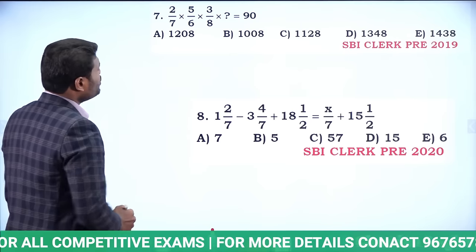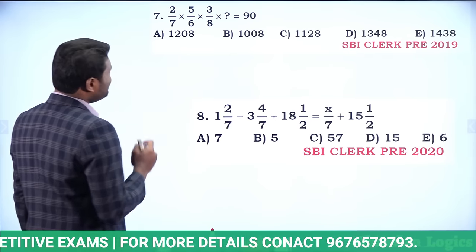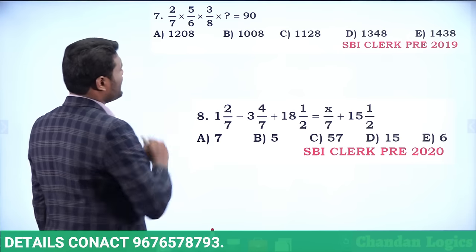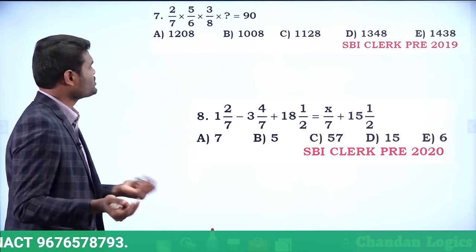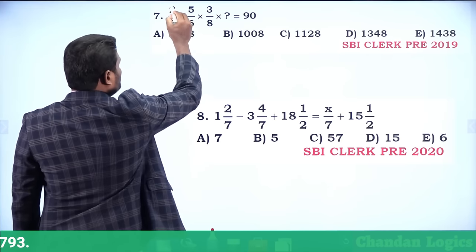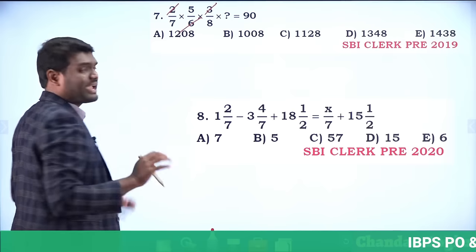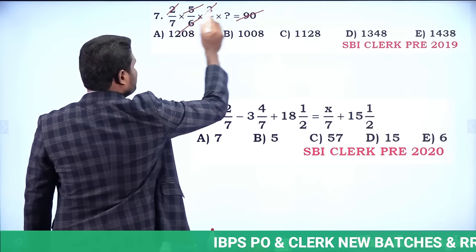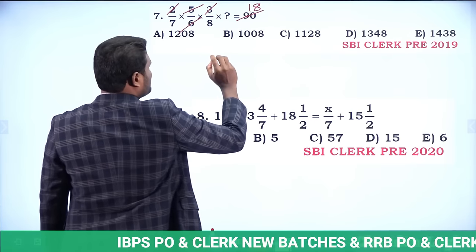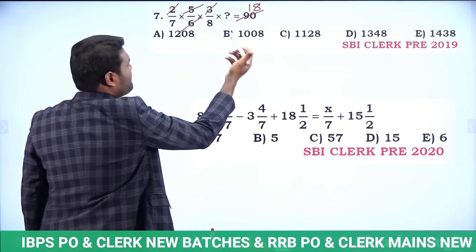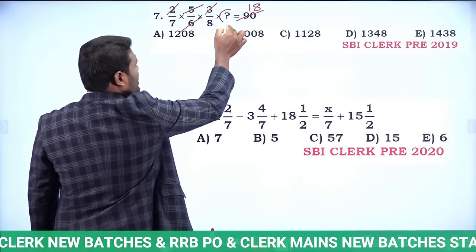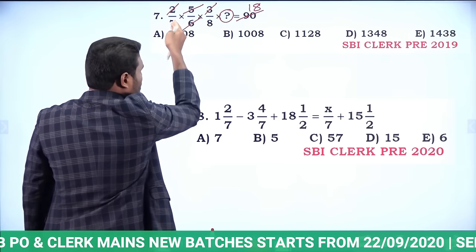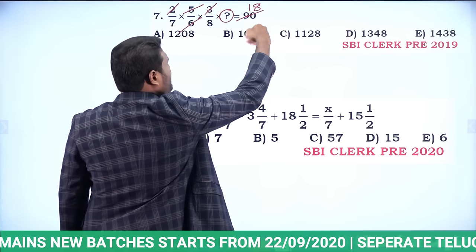Next one is like 2 by 7 into 5 by 6 into 3 by 8 into question mark equal to 90. So we are asked to find what this question mark is. If you observe here, 2 into 3 is 6, so it gets cancelled. Now we observe here, 90 cancels in 5 how many times? 18 times. Now don't do the calculation. Just verify the last digit. If you verify the last digit, you'll come to know what the question mark is. 7 and 8 are in division. When they go to the right hand side, it will convert to multiplication.